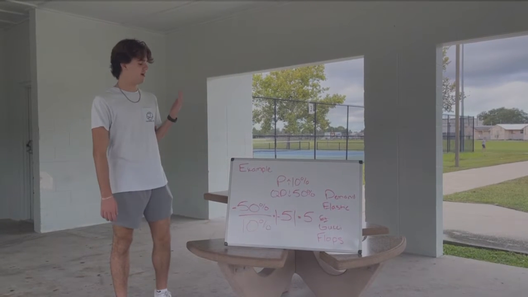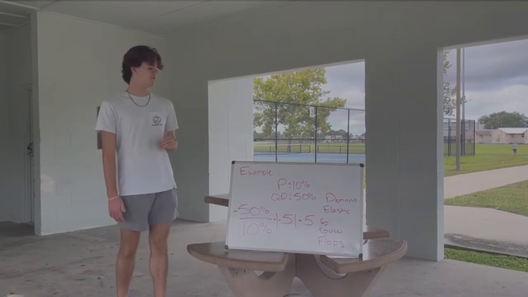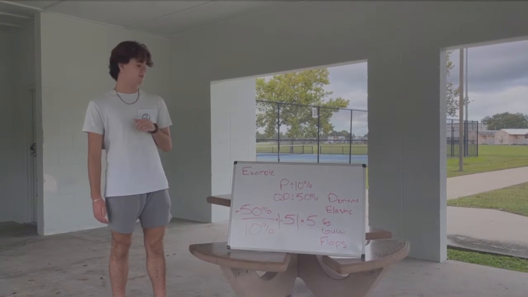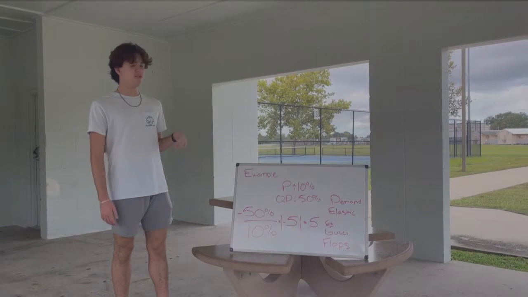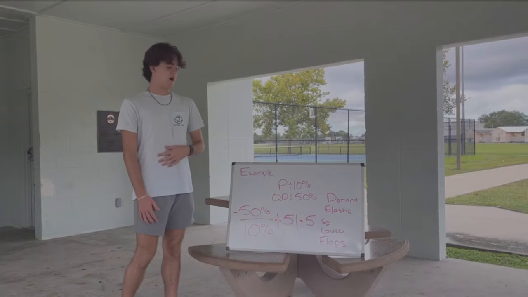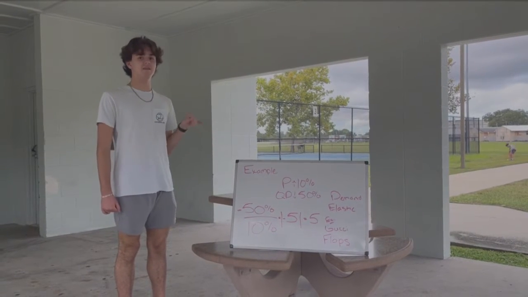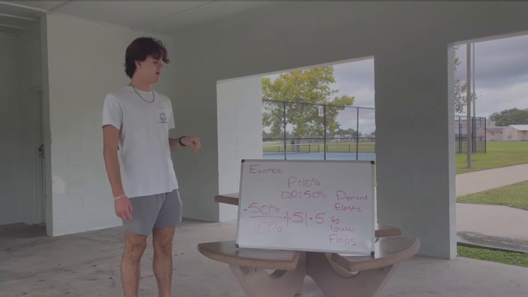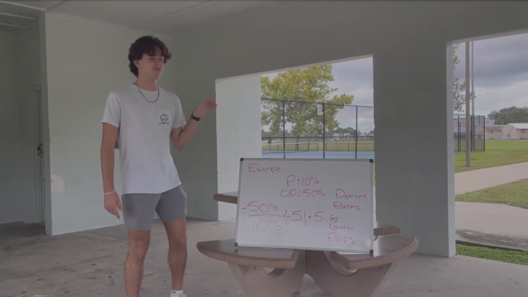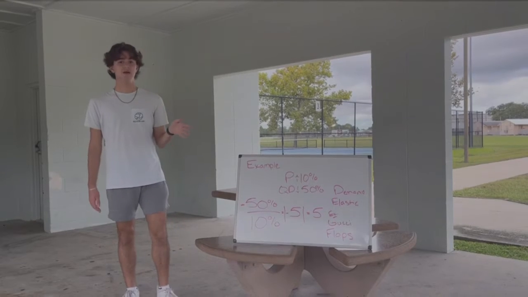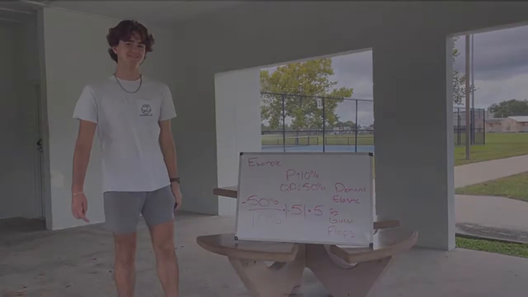Okay, so the answer for this example, with a price increase of 10% and a quantity demanded decrease of 50%, we put those numbers into our price elasticity of demand formula, and we got -5. But remember that you can never have a negative answer, so it will always be the absolute value, which is 5, and we determined that's demand elastic. And an example of that would be Gucci flip flops.